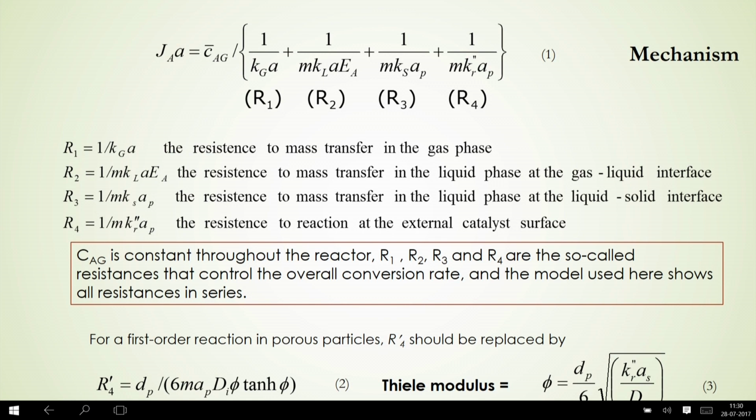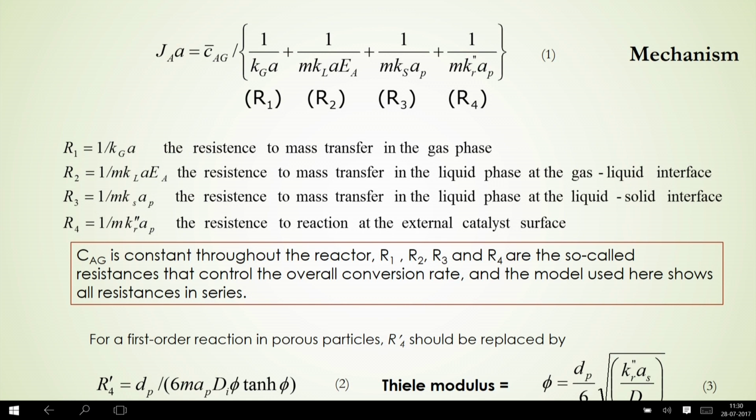So, here you see equation 1, one mechanism, that J_A is equal to C_AG bar divided by 1/k_GA plus 1/(m k_LA E_A) plus 1/(m k_S A_P) plus 1/(m k'' R A_P). What does this actually mean? Why should we write this equation for mass transfer mechanism in a fluidized bed for three-phase operation?